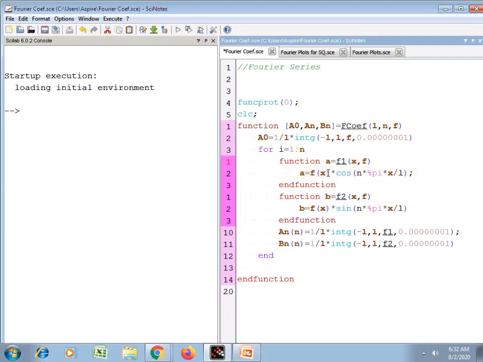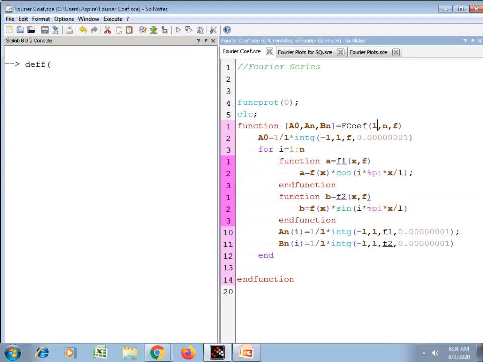and replace n by i. So now this program is ready for the calculation of the Fourier trigonometric coefficients. So save and execute.